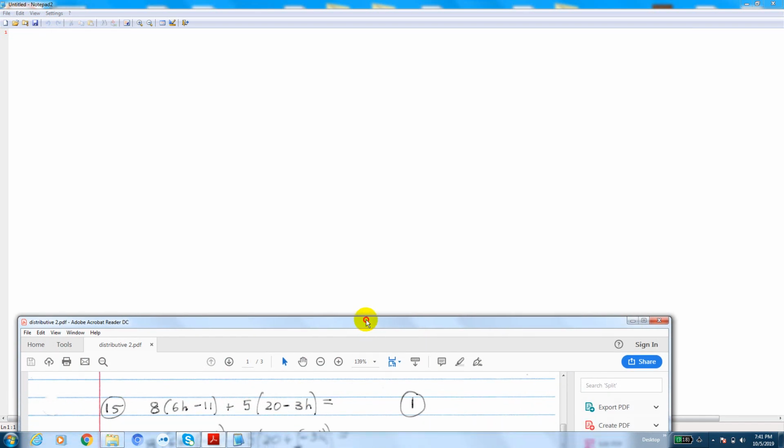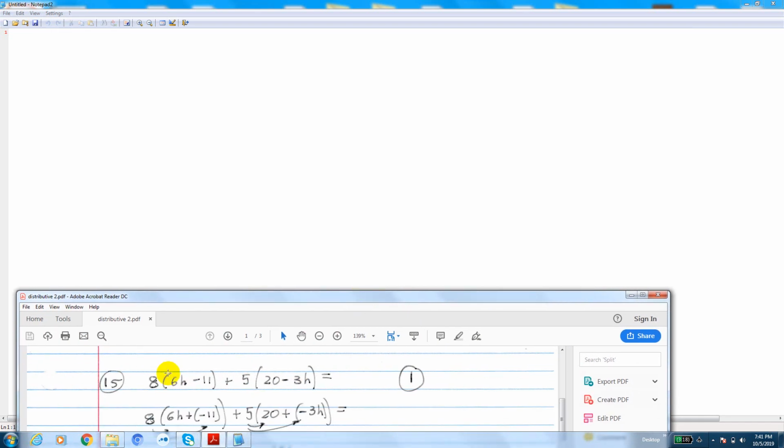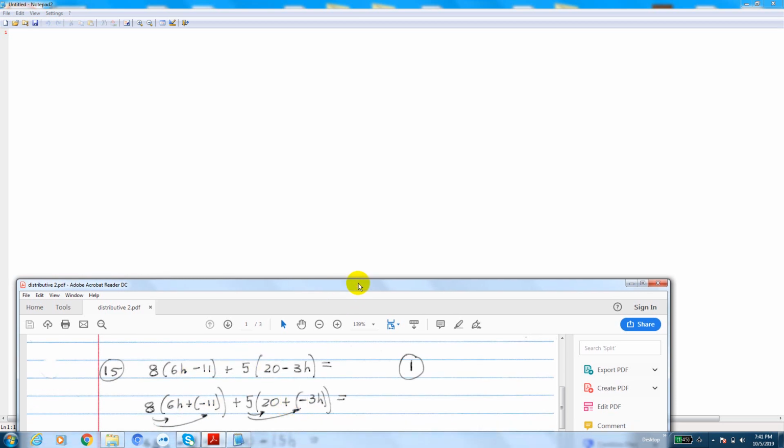What the teacher wants you to do is put a plus sign in front of every negative sign that's in the middle. For example, you have a negative sign here, you make a plus negative 11. You have a minus 3h, you make it plus parentheses minus 3h. That's the first step. She wants you to put a plus sign in front of every negative sign. Okay? So you basically do that, and now you distribute.